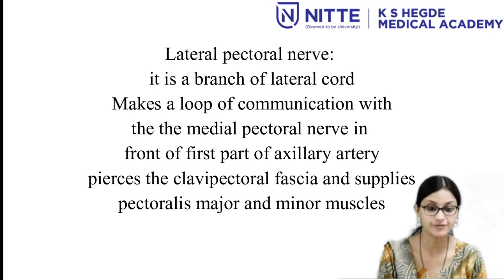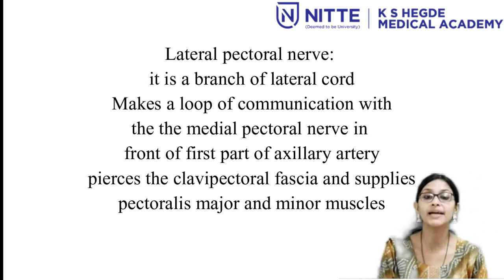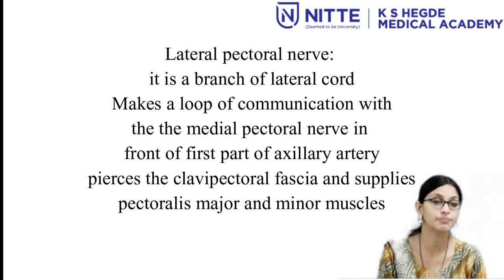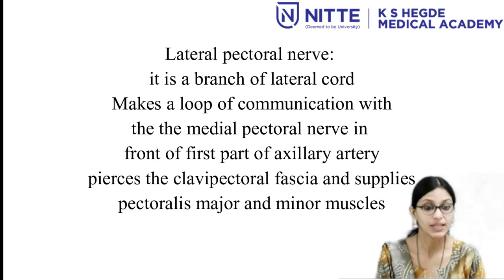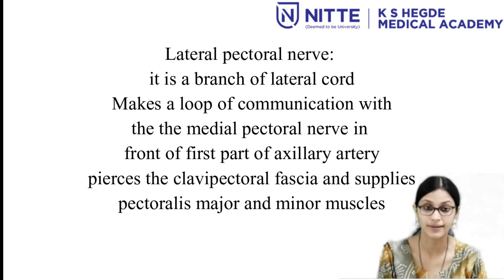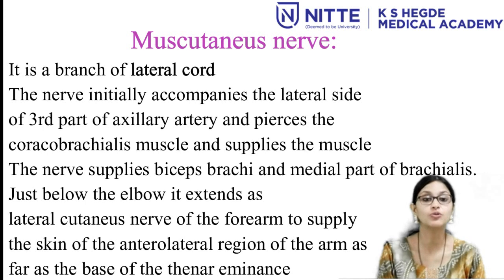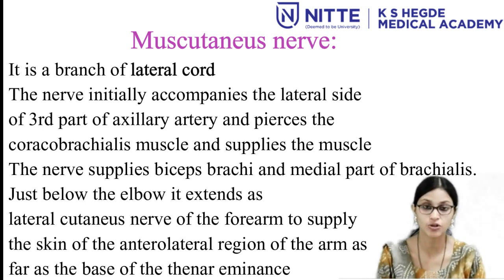The lateral pectoral nerve, a branch of the lateral cord, makes a loop of communication with the medial pectoral nerve that lies in front of the first part of the axillary artery. It pierces the clavipectoral fascia and supplies the pectoralis major and pectoralis minor muscles. Coming to the next branch of the lateral cord, that is the musculocutaneous nerve.